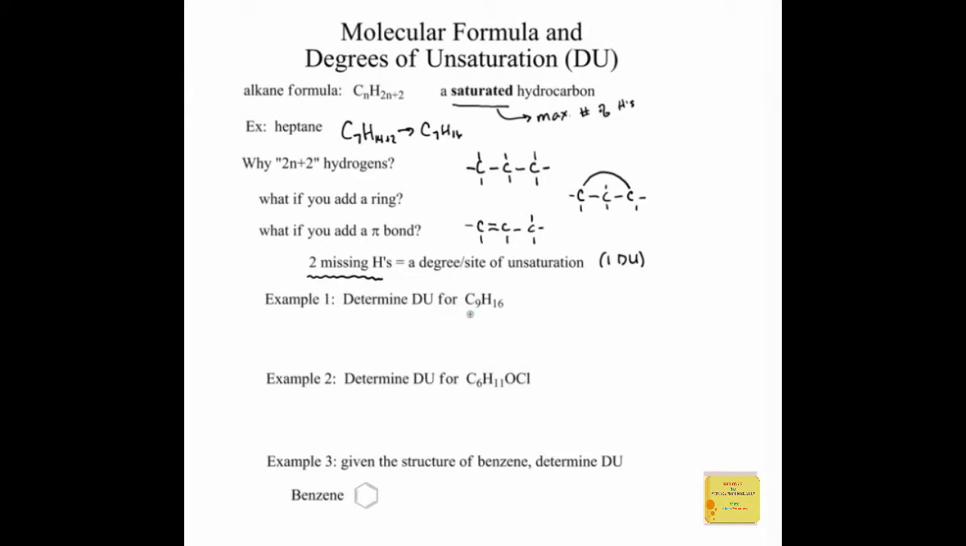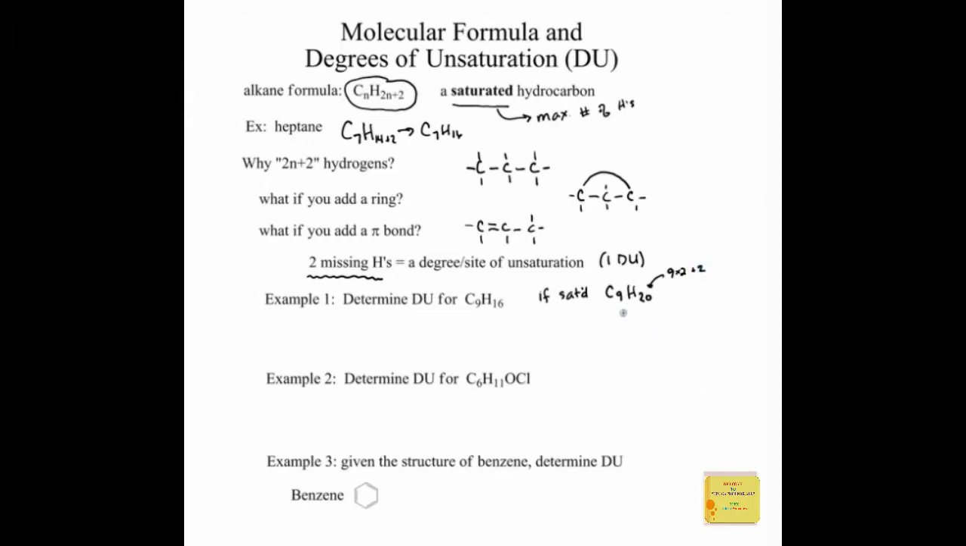So for example, let's take a look at the formula C9H16 and ask how many degrees of unsaturation there are. A lot of textbooks have some pretty complicated formulas for these, and really the only formula you ever need to know is this one right here. As long as you know this formula, doing these types of problems is very straightforward. The question you ask yourself is, if it was saturated, what would the formula be? Well, there's 9 carbons, so how many hydrogens does that require? 2n plus 2. So 9 times 2 is 18, plus 2 is 20.